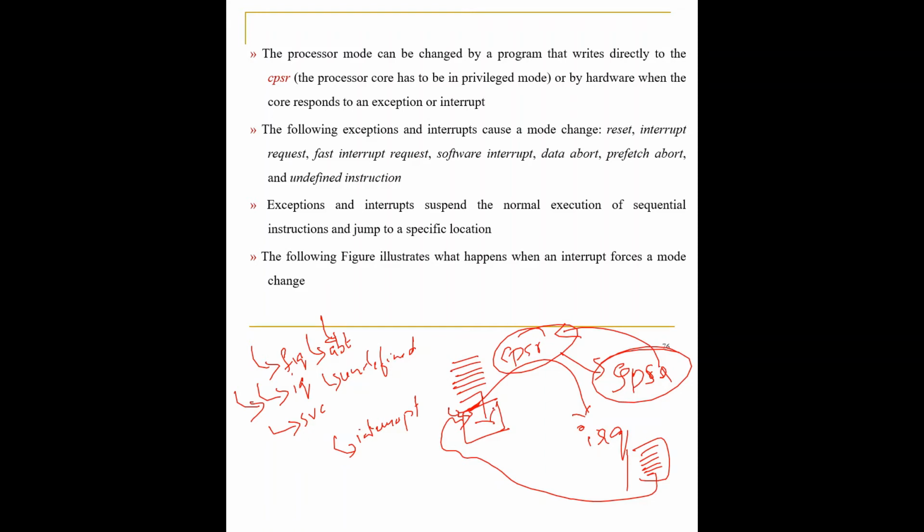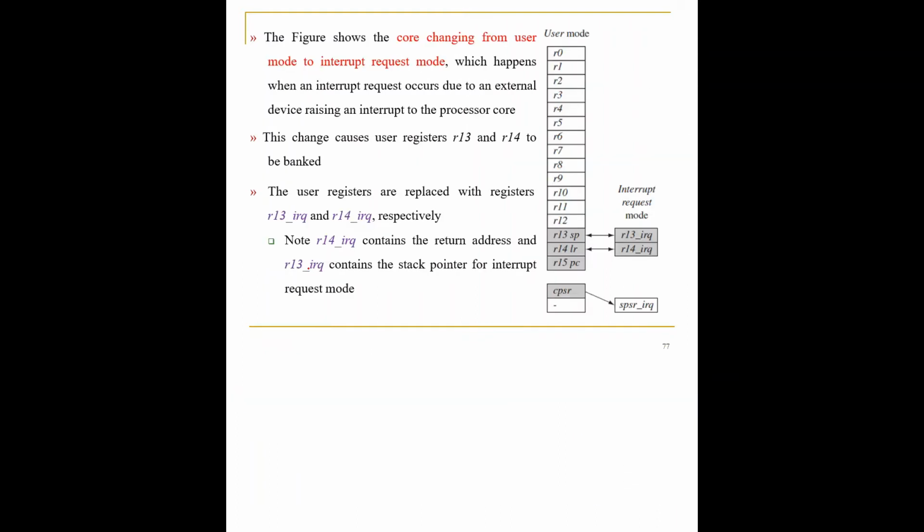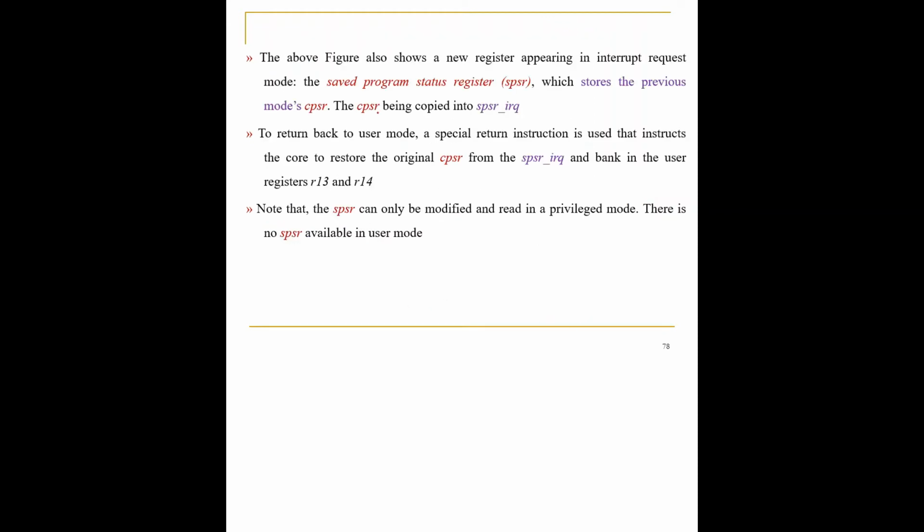This is how it actually works. See here, the figure shows the code changing from the user mode to the interrupt request mode. See, this is your user mode. If the interrupt request comes, your registers will change, and the CPSR contents will be pushed on to the SPSR. This is what I have been explaining. The above figure shows the new register appearing in the interrupt request mode, the saved program status register, which stores the previous mode of the CPSR.